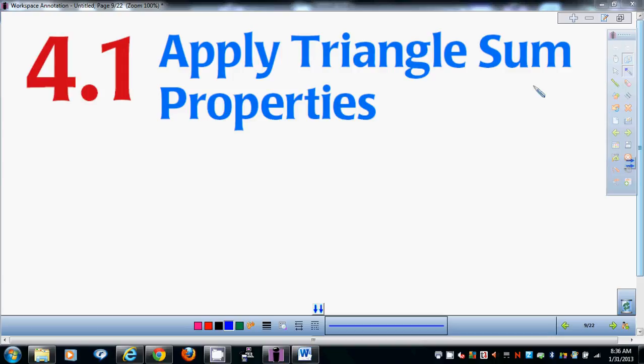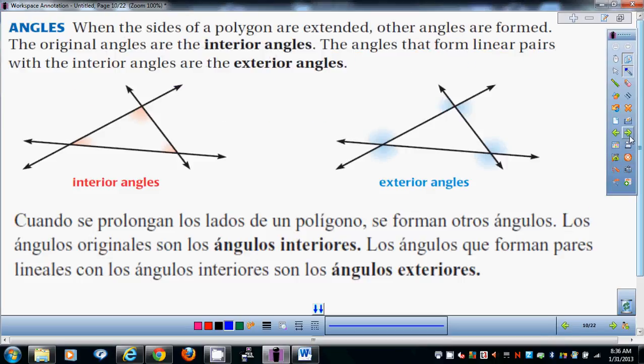Apply triangle sum properties. But luckily, hey, what do you think this says? Triangle sum to 180. That's like half the lesson. That's right. So, first thing, there are interior angles of a triangle and there are exterior angles of a triangle.